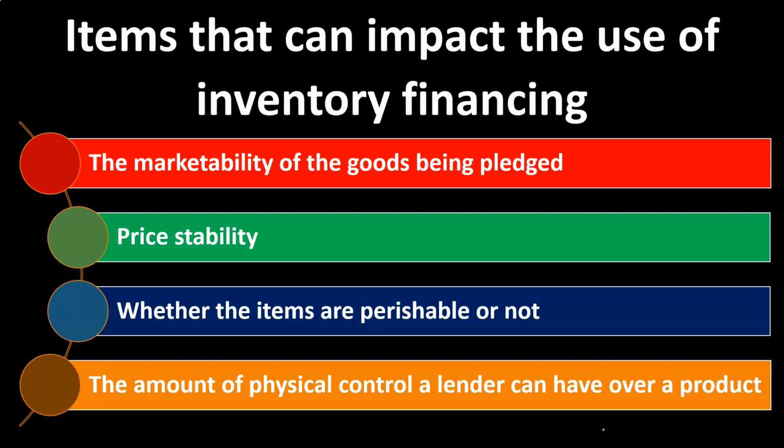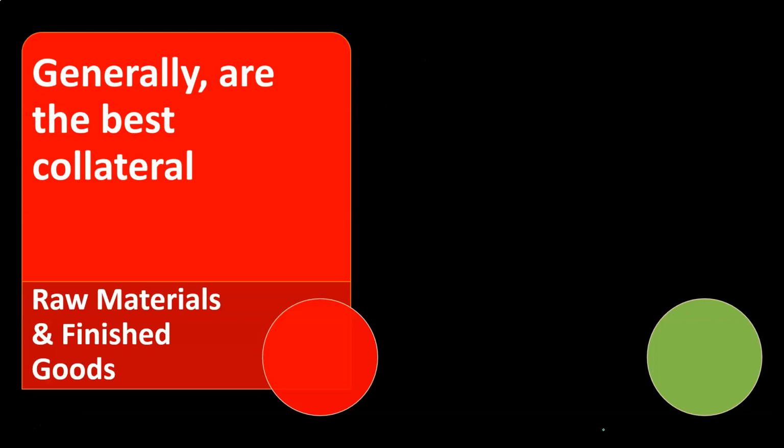The amount of physical control a lender can have over the product. So if you're a lender and your inventory is being pledged, then obviously you can have a promise, just simply a pledge, but if things go bad and you have no actual control over the inventory, then you might not feel as secure as if you had control over the inventory in the event that something went bad. But having more control over the inventory, of course, is costly. It adds costs to do so.